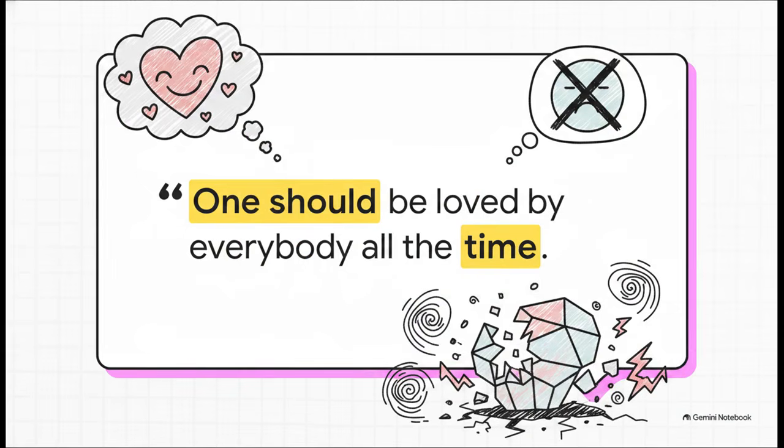These irrational beliefs are very often characterized by absolute musts and shoulds. Listen to this classic example. One should be loved by everybody all the time. Now ask yourself, have you ever secretly held a standard kind of like this? These types of beliefs are simply not supported by any empirical evidence in the real world. When a person holding this belief inevitably meets someone who just doesn't like them, their entire distorted reality collapses, which leads to severe emotional distress.